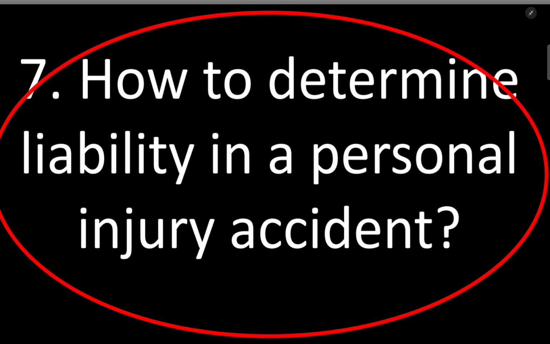And step 2 is identify the responsible party. Next, it is important to identify who is at fault. In some cases, liability is clear. For example, in a rear-end car accident, the driver who hit the car in front may automatically be considered at fault.